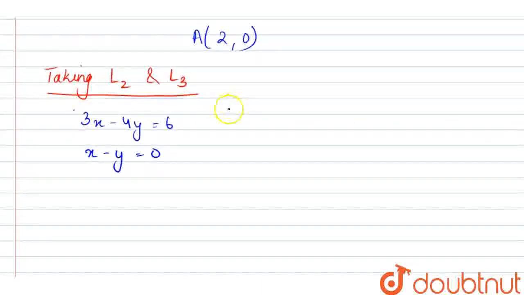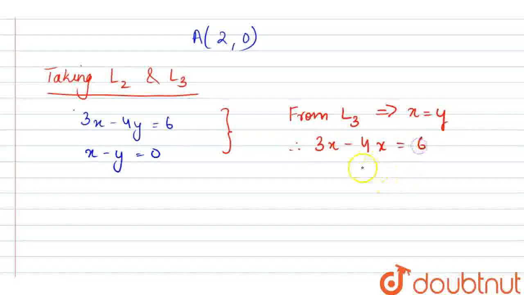So now if we have to calculate the coordinates of C, from L3 we'll be getting x is equal to y. Therefore 3x minus 4x is equal to 6. So here we'll get minus x is equal to 6. Therefore x is equal to minus 6. We got x is equal to minus 6.